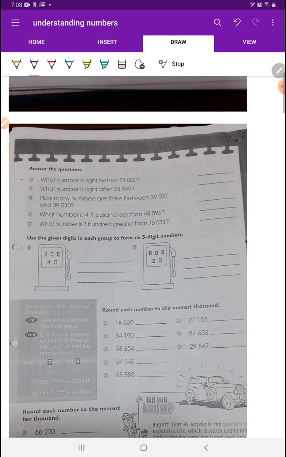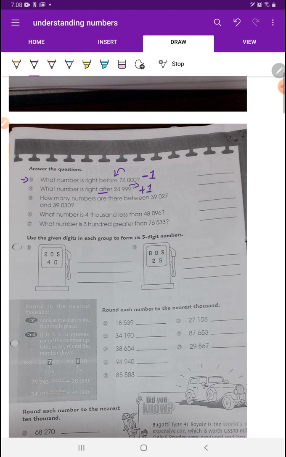Which number is just before? Just before. So you're going to go one smaller. This one is right after. You're going to go one bigger. Just one bigger though, not 3 bigger or 10 bigger or 20 bigger. So if we go one smaller, we're going to do minus 1. If we're going to go one bigger, we're going to go plus 1.